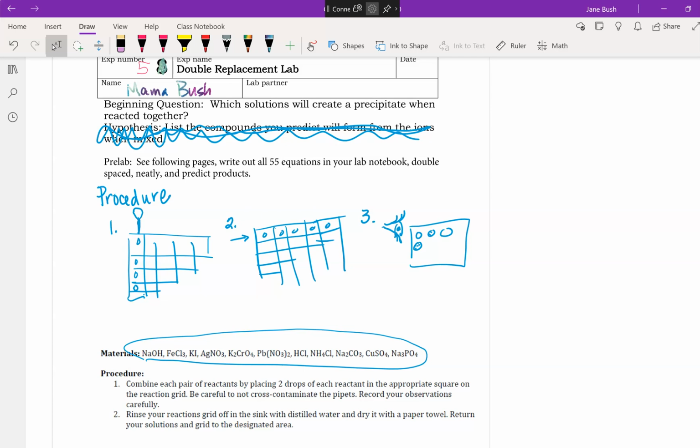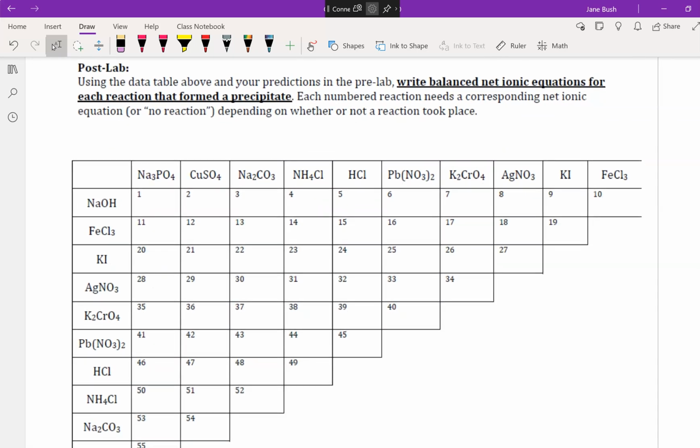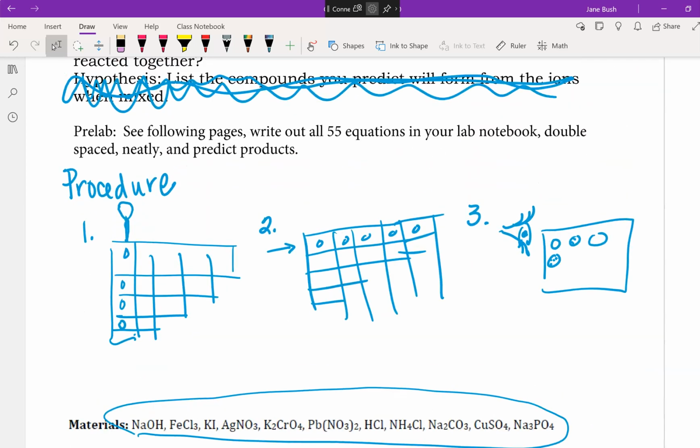All right, so the procedure is you're going to get a sheet like this, and around the edges are the names of chemicals. This is what it looks like. Only I have little X's or dark spots in mine. All right, so you're going to get a pipette with sodium phosphate, and you're going to put drops of sodium phosphate.